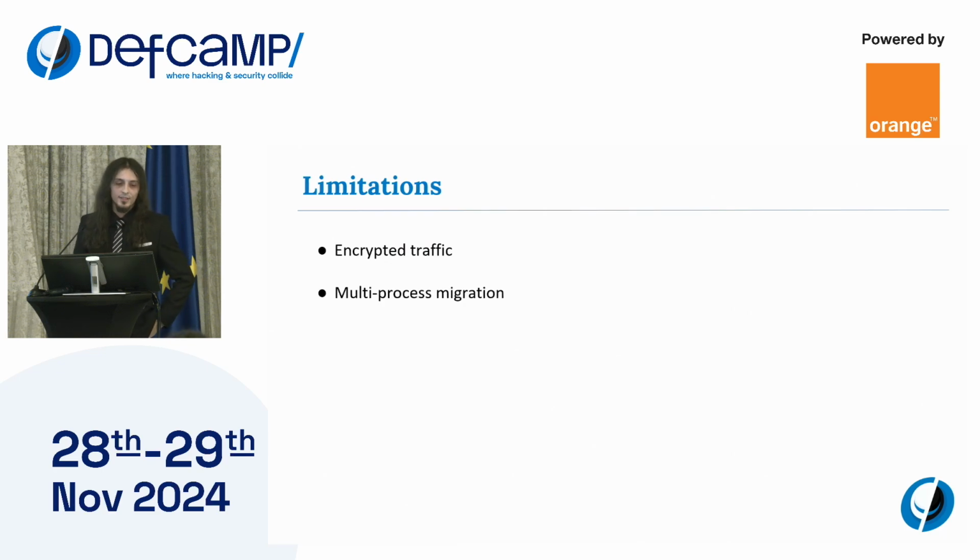That's an easy fix. Multi-process migration, this is the next stage that we want to do with our infrastructure. Detect process dependencies and migrate process dependencies themselves. Still migrate processes, not entire environments.